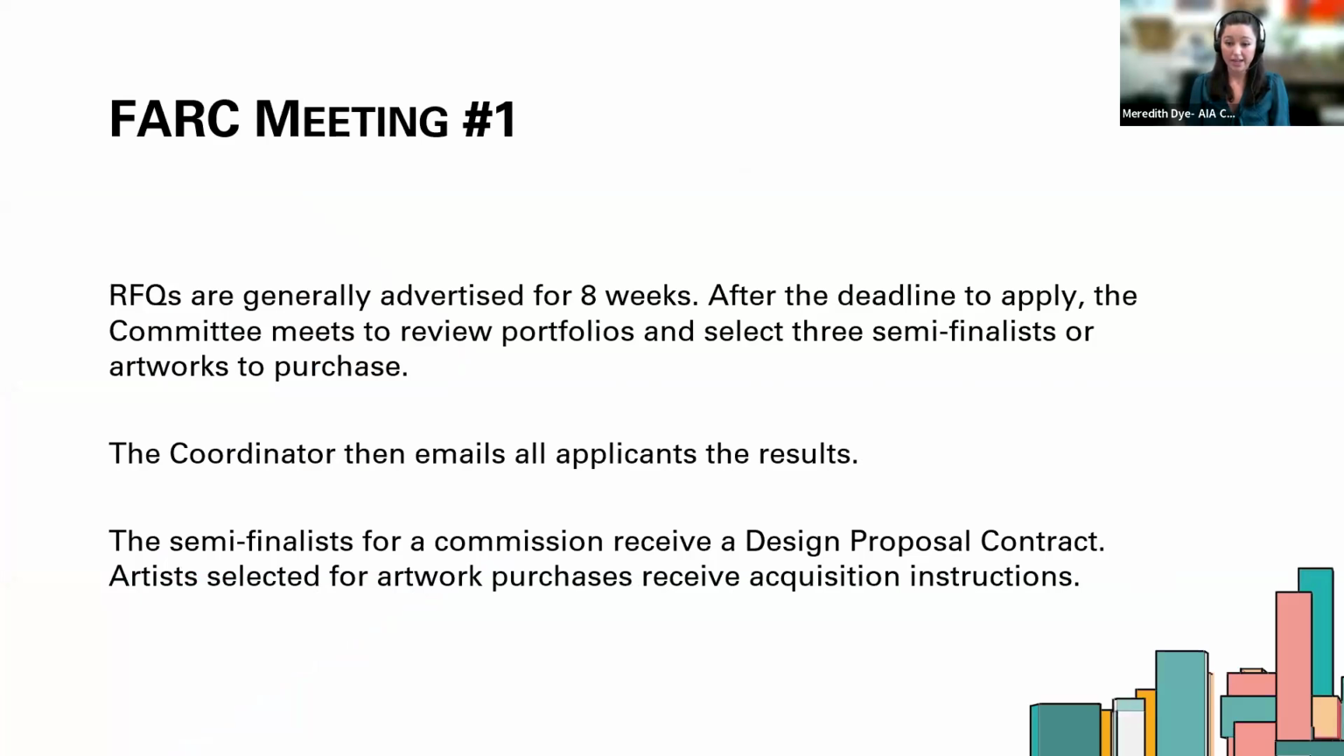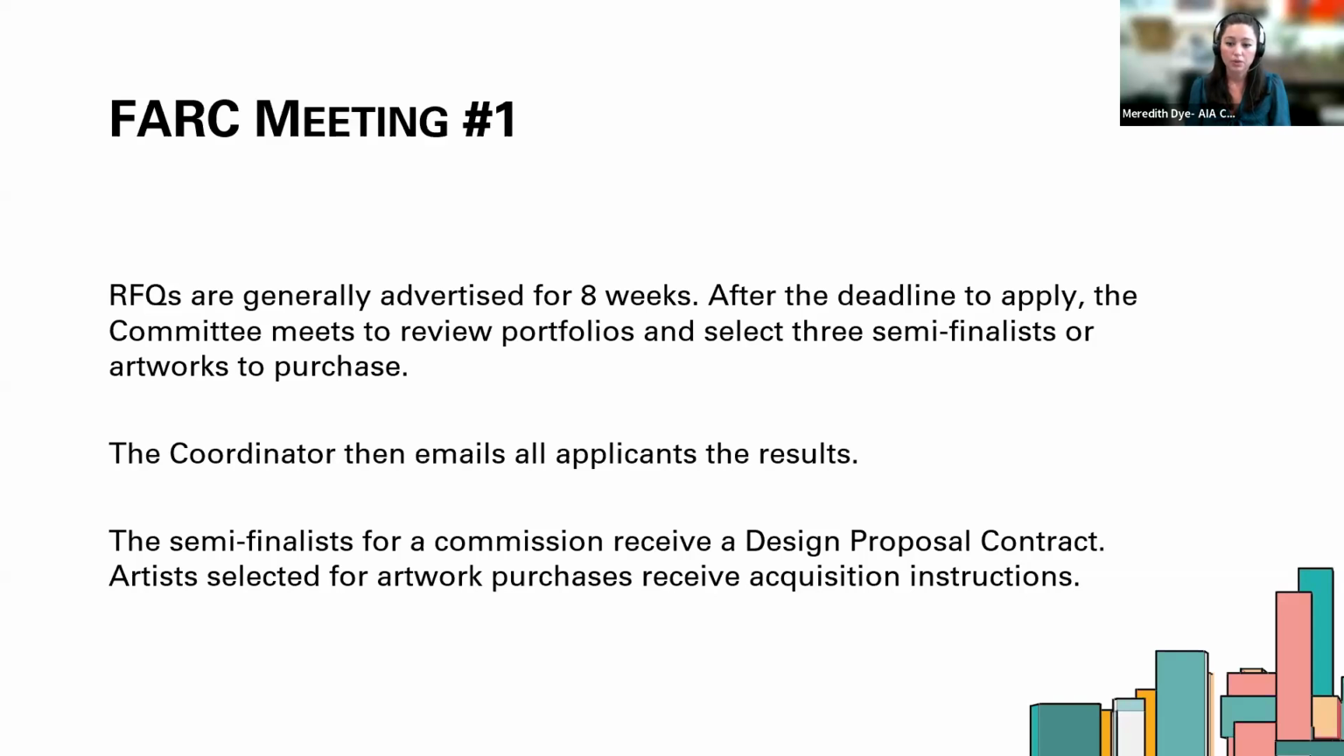Okay, so now to actually selecting artists. So the Fine Arts Review Committee meeting number 1. So RFQs are generally advertised for 8 weeks. Prior to the deadline, I assemble a consolidated portfolio book of all applicants. So during those 8 weeks, as artists are sending me their applications, which is your portfolio, I will start consolidating in alphabetical order. I provide the committee that portfolio book 1 week in advance of the meeting. At the meeting, I display all portfolio images and the committee discusses, referencing back to the portfolio documents.